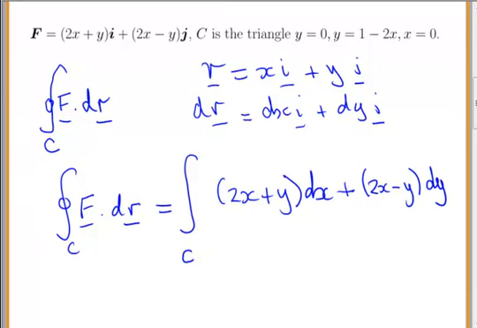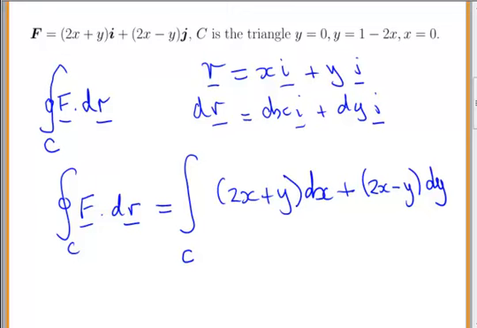Before we do the actual calculation, let's remind ourselves what this line integral means. Well, if we have a vector field F on the plane, as we've got here, (2x plus y)i plus (2x minus y)j, then the line integral gives us the value of the work done moving an object along the curve C, in this case around the triangle C. Okay, let's move on now to do the calculation.